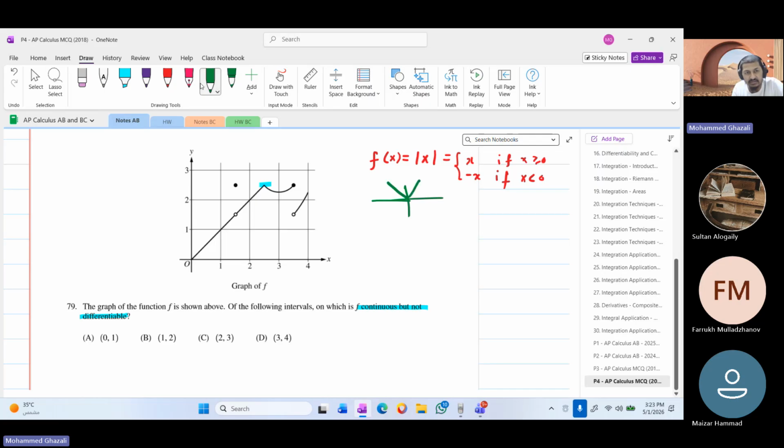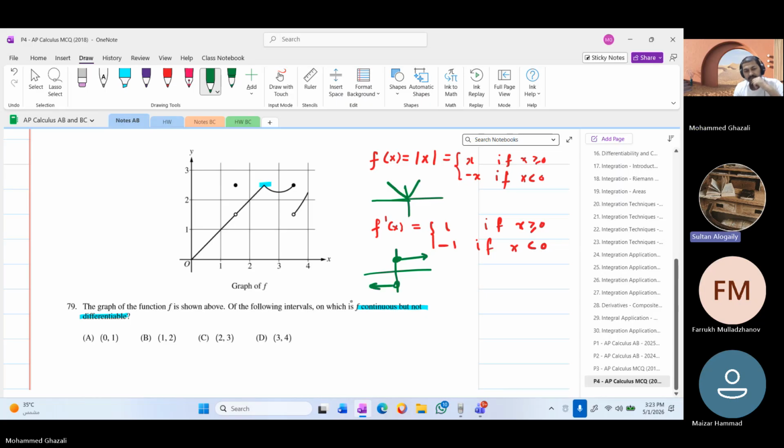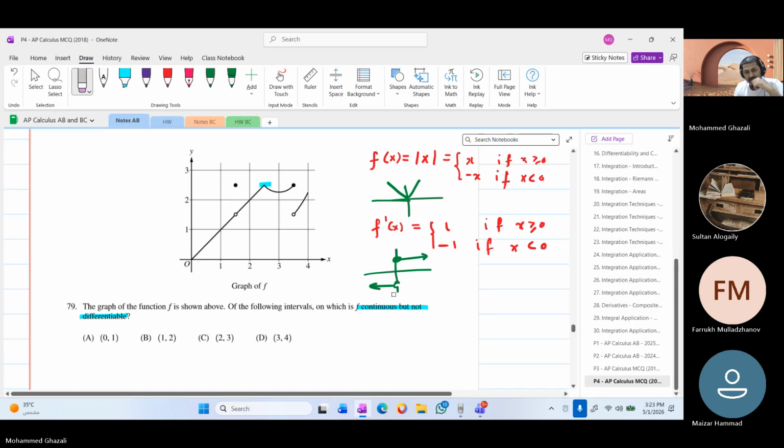Let's draw the derivative graph. What is f prime of x? It is 1 if x is greater than or equal to 0, and negative 1 if x is less than 0. Right. Now let's draw this graph here. What's the graph of 1 if x is greater than or equal to 0? It's a horizontal line at 1. And negative 1 is here, for x less than 0. So now you see what happened.